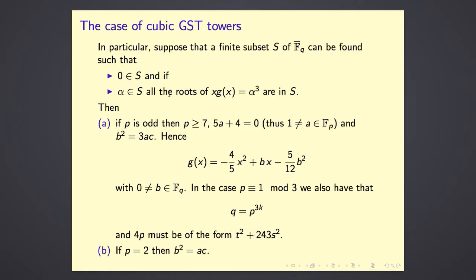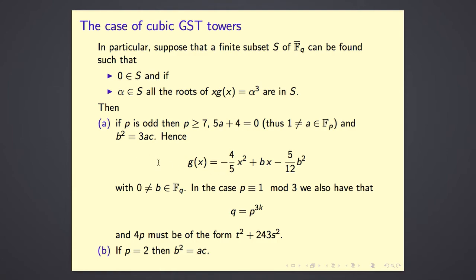Moreover, if a finite set in the algebraic closure of Fq can be found satisfying the condition of Garcia, Stichtenoth and Thomas, then when p is odd, p has to be at least 7, and there are some relations among the coefficients of the polynomial g of x. More precisely, the specific form of the polynomial g of x is this one we show here. Here, for instance, the quadratic coefficient is -4 times 1 over phi, and this means that it's the inverse of phi in Fq.